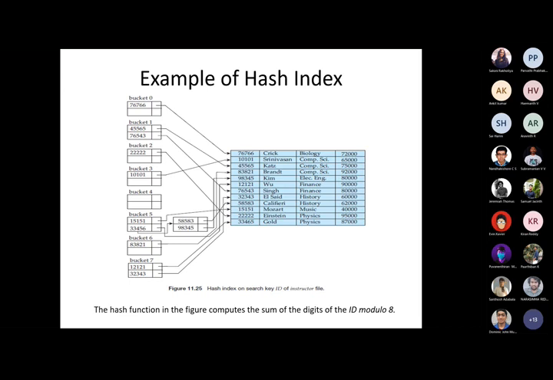So what about the second ID? The sum of the digits of the second ID is going to be 1, 2, 3. So 3 mod 8 is going to be 3, right? So we are going to store the second record in bucket 3, right?